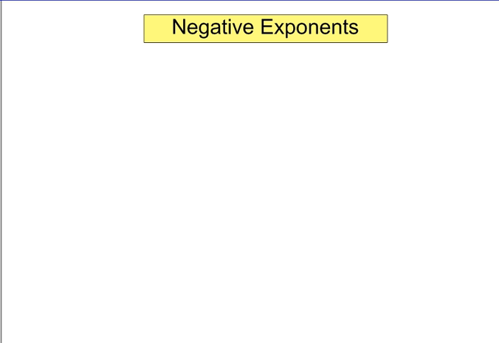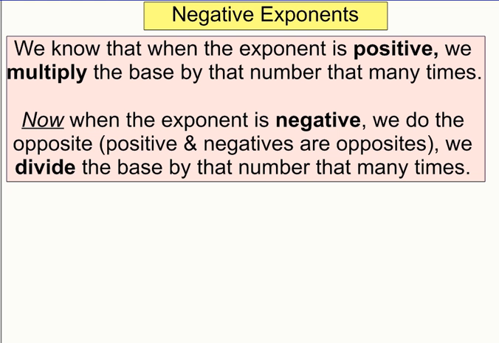So now let's talk about the negative exponents, which are the opposites of positive numbers, aren't they? Well, we know that when the exponent is positive, we multiply the base by that number that many times. Now, when the exponent is negative, we do the opposite. Since positive and negatives are opposites, we divide the base by that number that many times.